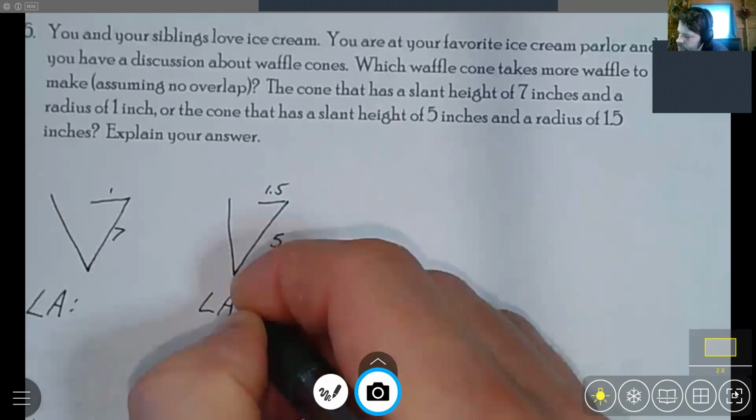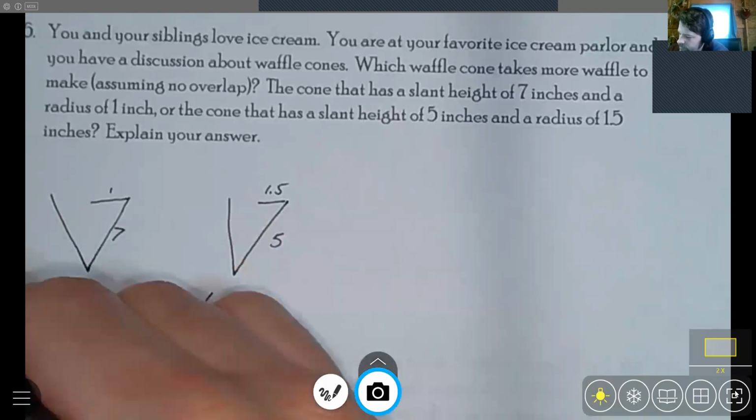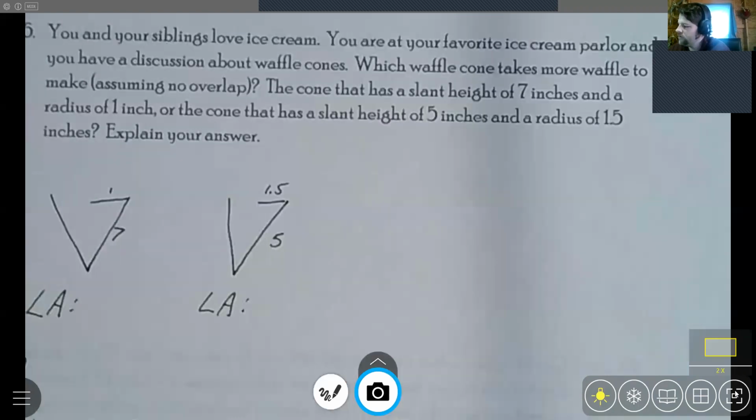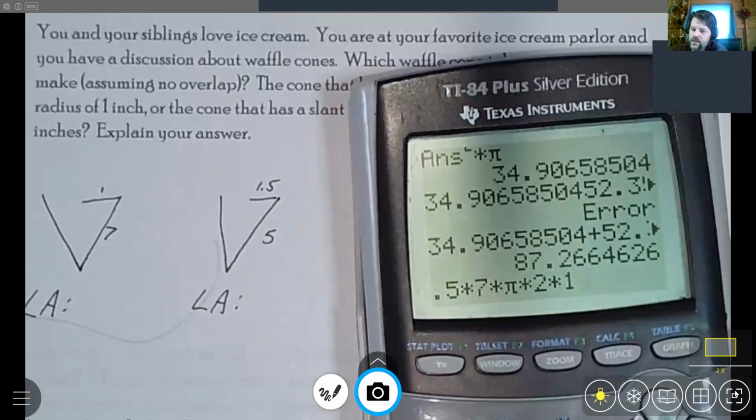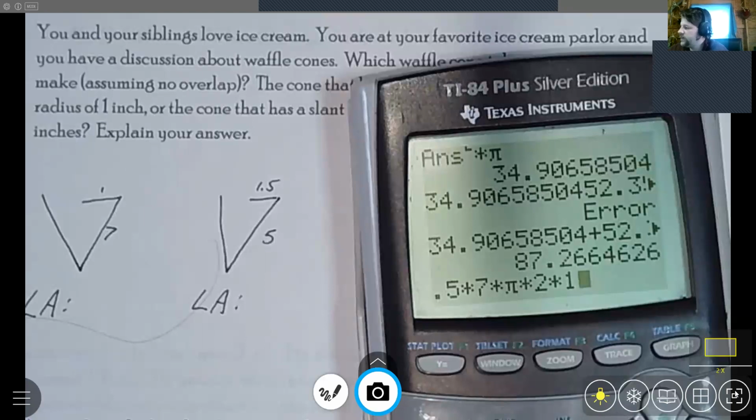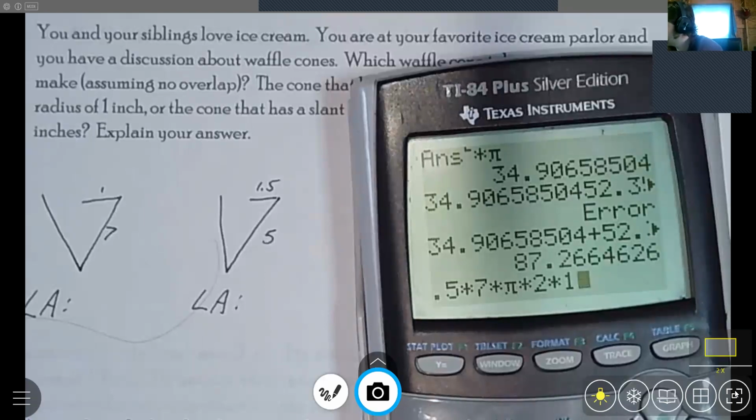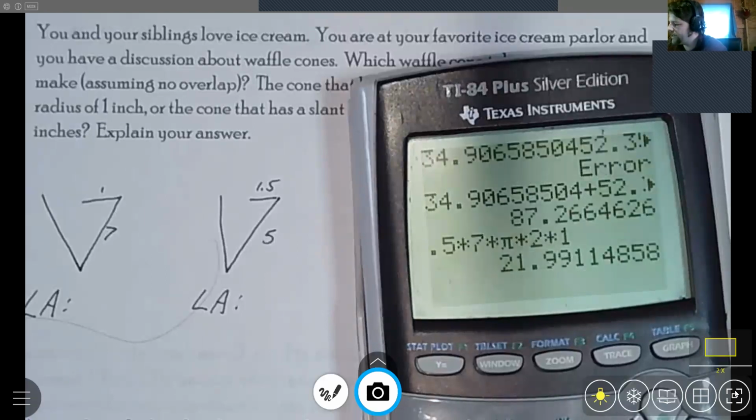So the lateral area of a cone is 1/2 slant height times the perimeter of the base. So 0.5 times 7 times pi times 2 times the radius, right? Because the perimeter of the base of a cone is pi times 2 times the radius. So 21.99.